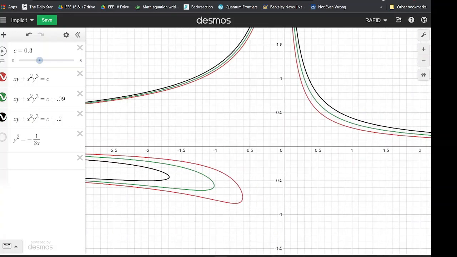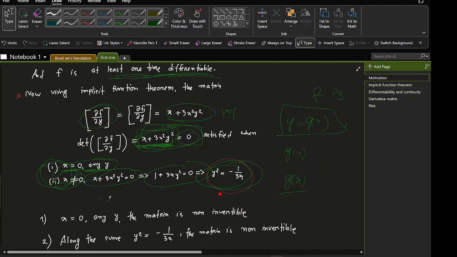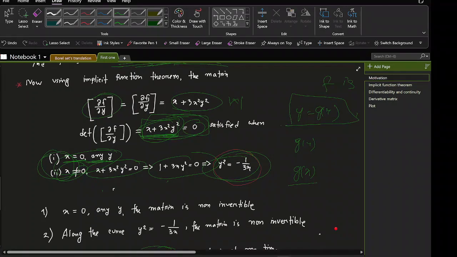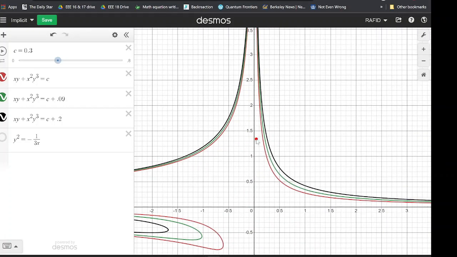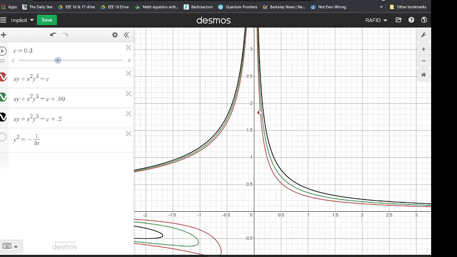Now recall that the points at which our theorem predicts some problems might occur, one of them being the points where x equals 0 and y can be anything, which means this is basically the y-axis. And what this theorem tells us is that if the family of curves intersects the y-axis at any point, then at that particular point we can expect some abnormal behavior of the functions.